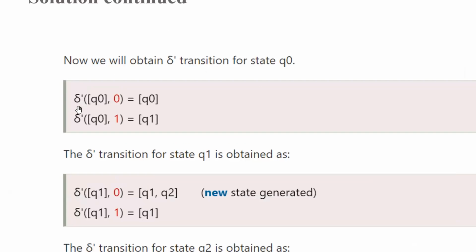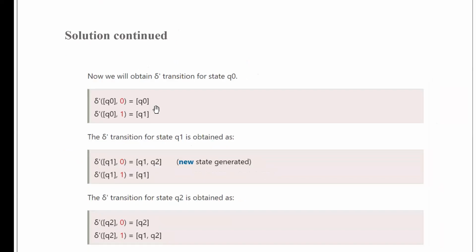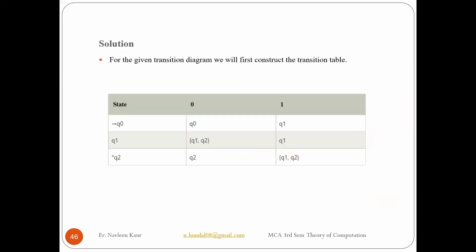Let's see it. So sigma dash, represent all the states in square brackets. First we say that your transition function, if you consider Q naught, your first state, and you give it 0, where is it going to take you? You can get the hint from here. It is going to take you to Q naught.